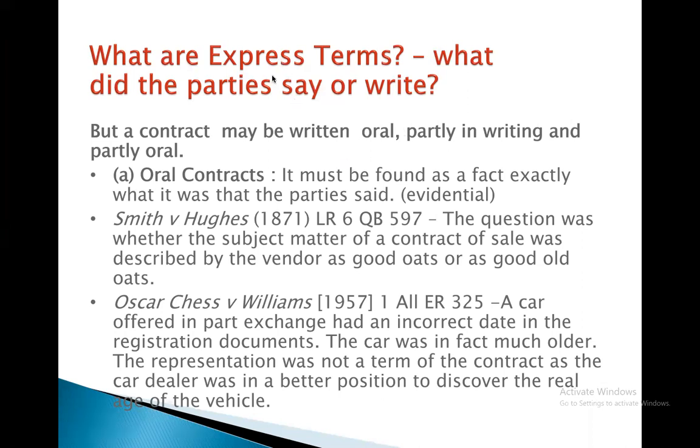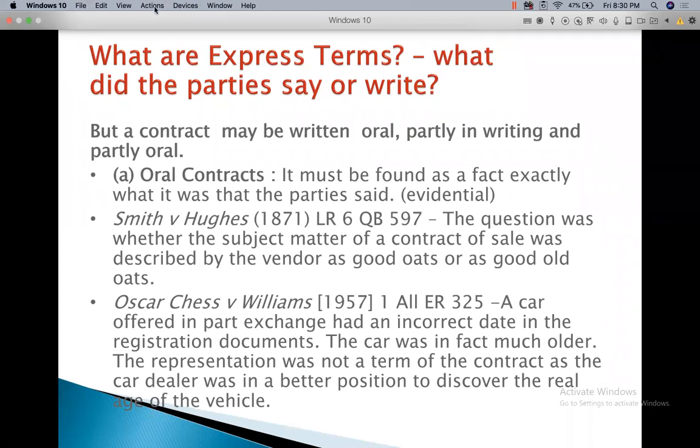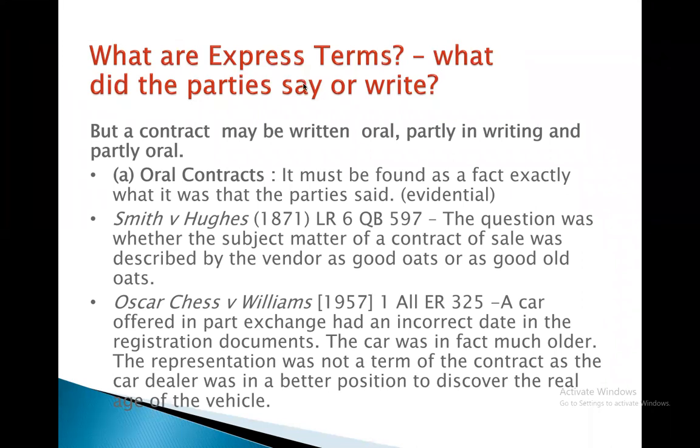Okay, Samuel, you want permission to record? Okay, Samuel. Yes, you can record. Yeah, I think you can record. Who else?